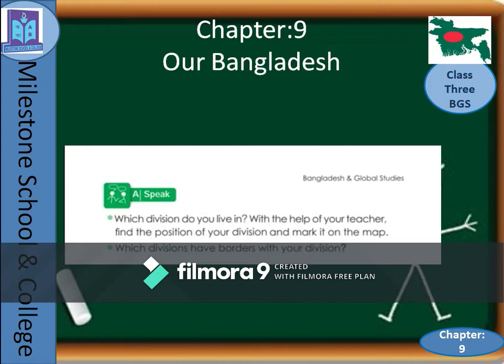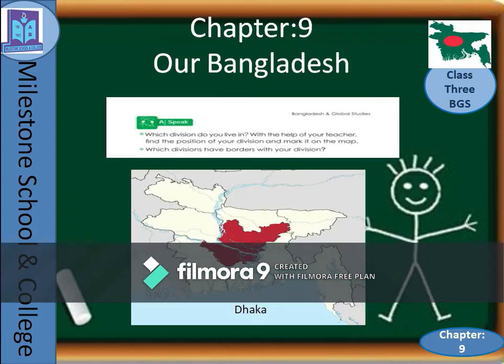Which division do you live in? With the help of your teacher, find the position of your division and mark it on the map. Which divisions have borders with your division? As I am living in Dhaka, I have marked Dhaka division in red. And you also live in Dhaka division. This is our Dhaka division, which is marked red on the map.